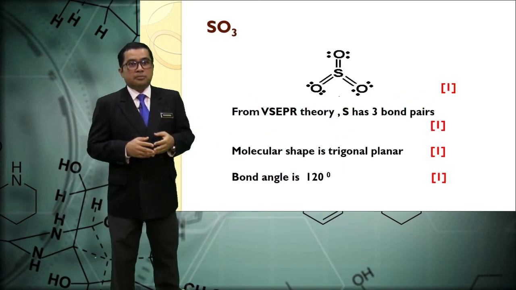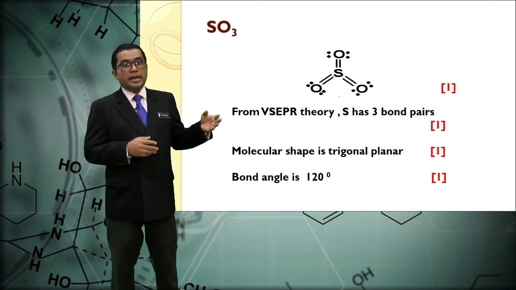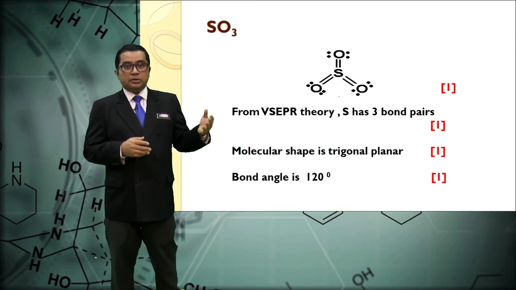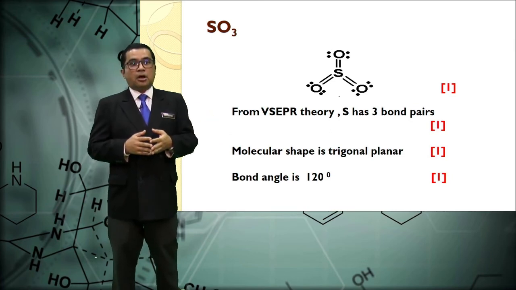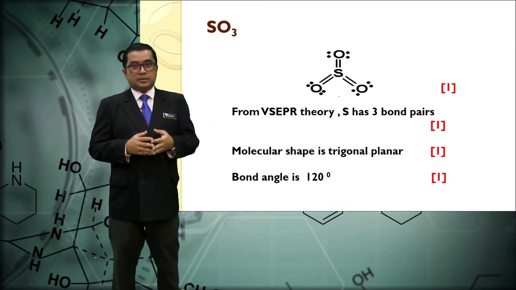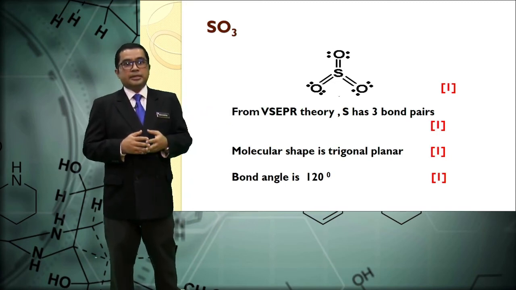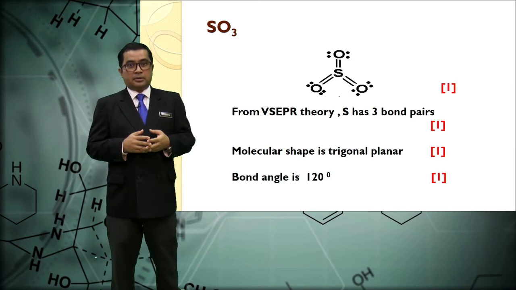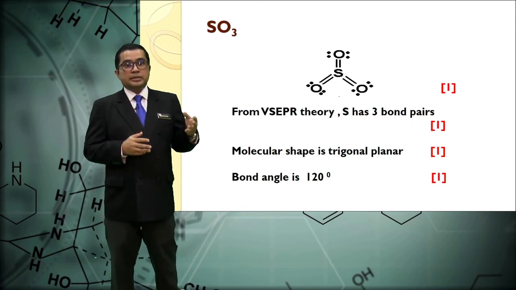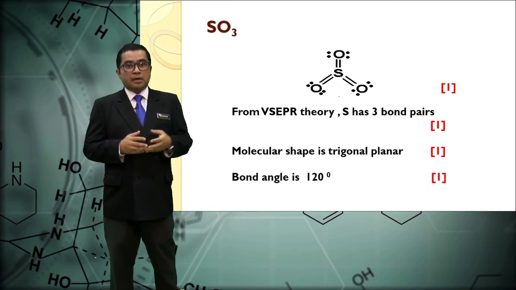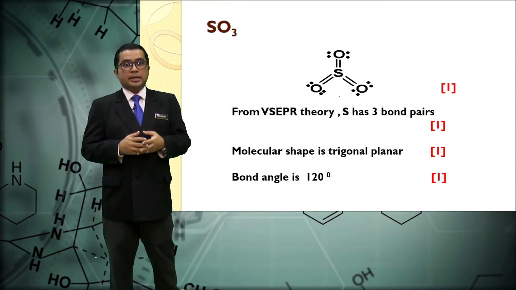The next molecule is SO3. Students, again you have to draw the correct shape of SO3. From the correct shape, you will see that it has 3 bond pairs with 3 double bonds and the correct valence electrons on the oxygen atoms. So the first mark will be given on the correct shape.